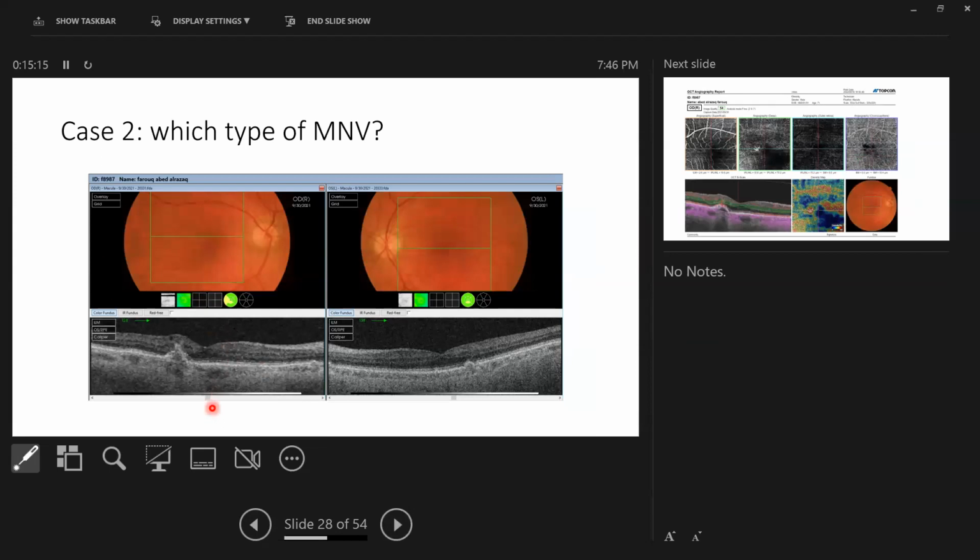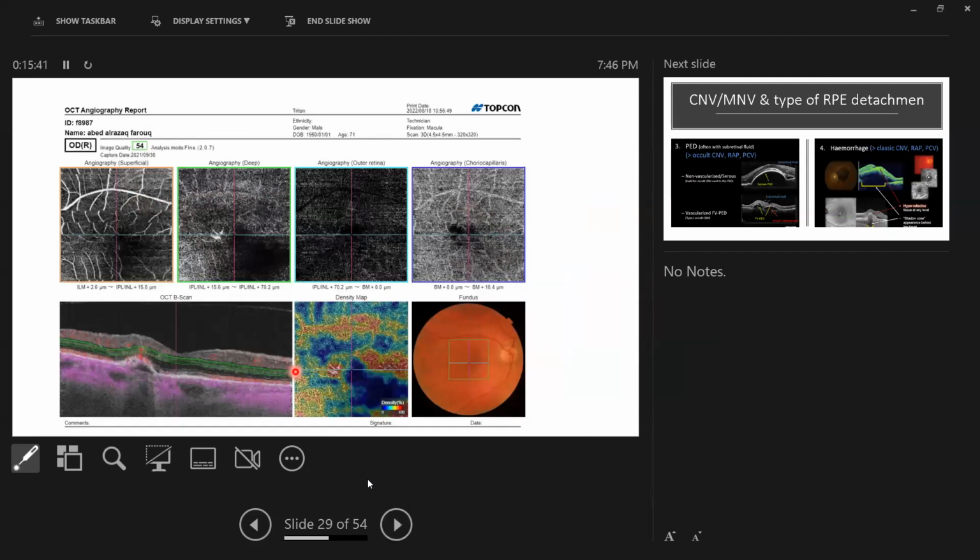Okay, so just to refresh our memory, if we look at this case here, the patient presented with an RPE detachment, and there is a hyperreflective foci on the apex of the RPE. So we can guess what type of MNV this is. Anyone in the audience? Type 3, yes, excellent. And if you look at the OCT angio, we can usually identify the type 3 MNV, not in the choroid, but in the deep capillary plexus, because we mentioned that the MNV type 3 arises from the deep capillary plexus.